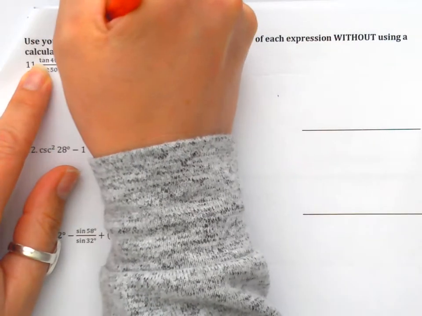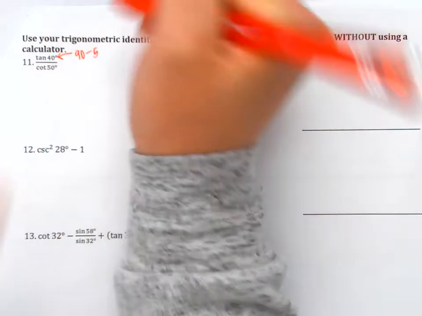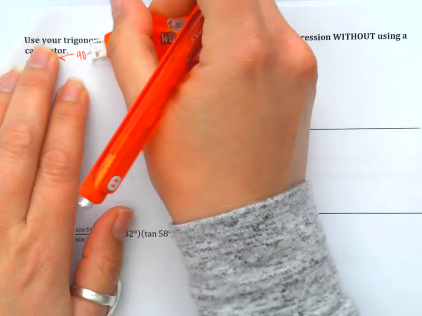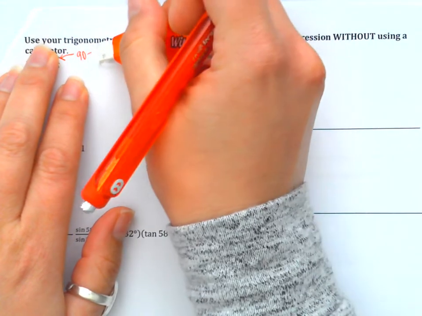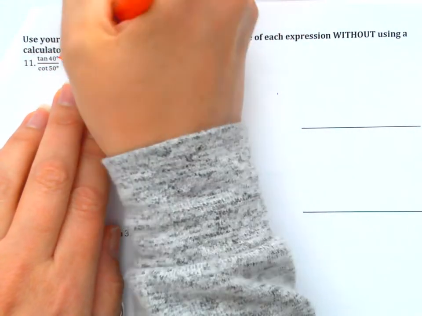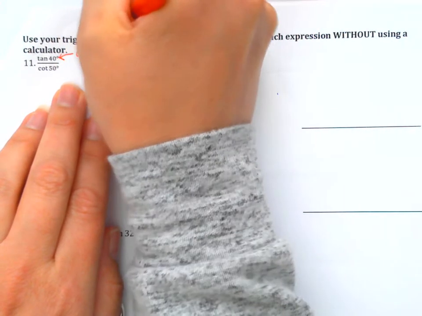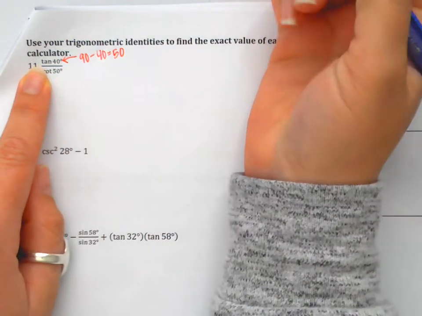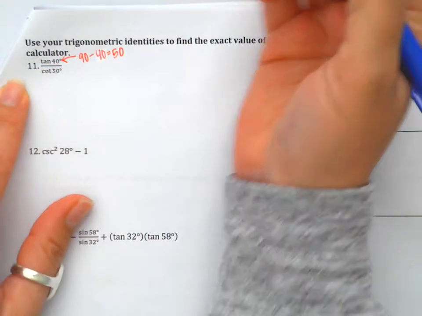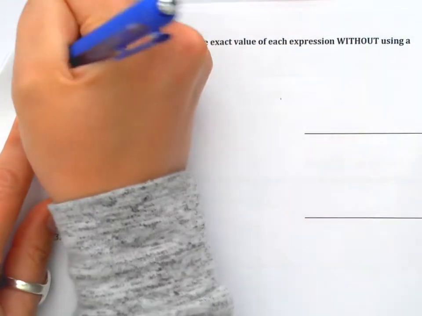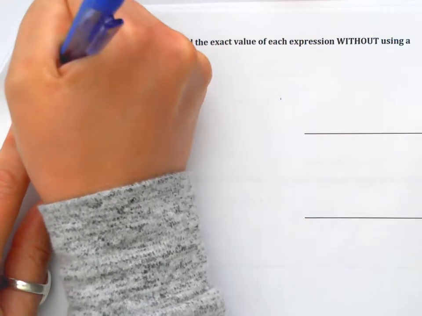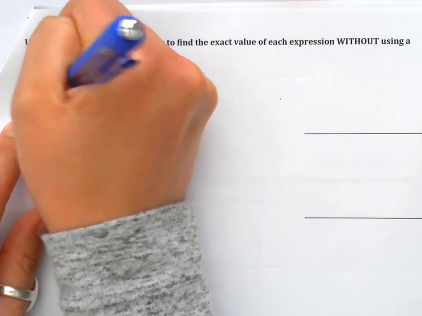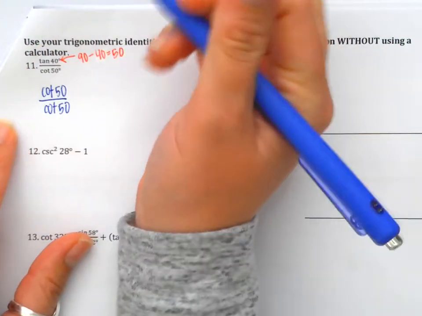90 minus, nope, I wanted to put 90 minus 40. I was going to try and cross it out. And then you know what? We have white out. 90 minus 40 equals 50. So we know, okay, complements. So I can use my complementary angles theorem and convert it first to cotangent 50 over, and then we're not going to change this one, cotangent 50.